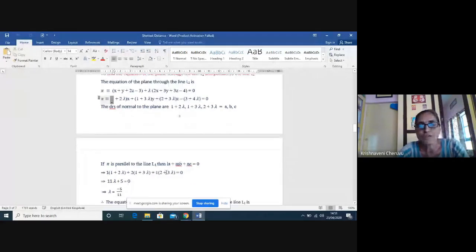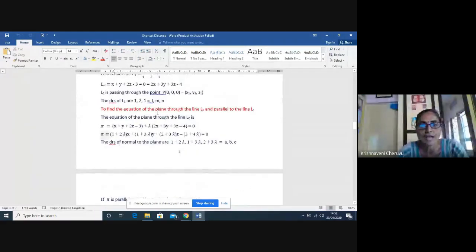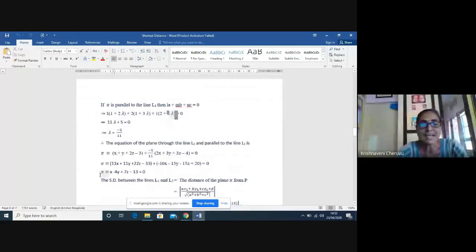Now see, I substituted for L, M, N, I substituted for A, B, C. So when you equate this to 0, you get lambda is equal to minus 5 by 11. So what you are going to get now? The equation of the plane passing through the line L2 and parallel to the line L1 is given by this. Means what? You have to substitute the lambda value here. Means you will get this pi as the equation of the plane passing through the line L2 and parallel to the line L1. So now you are ready to find the shortest distance between the line L1 and L2.